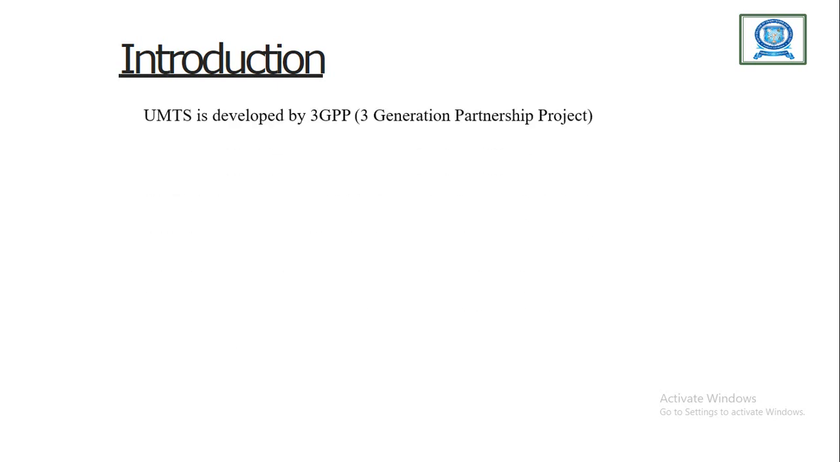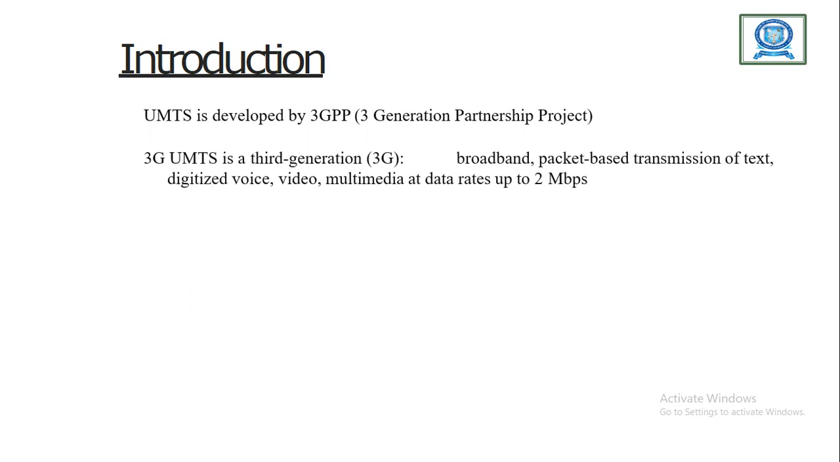So what is UMTS? UMTS is developed by 3GPP. 3GPP is nothing but Third Generation Partnership Projects, and 3G UMTS is the third generation mobile communication, used for broadband and packet-based transmission of text, digitalized voice, video, and multimedia at data rates of a maximum of 2 megabits per second, also referred to as wideband code division multiple access.